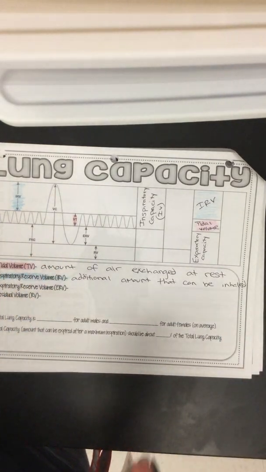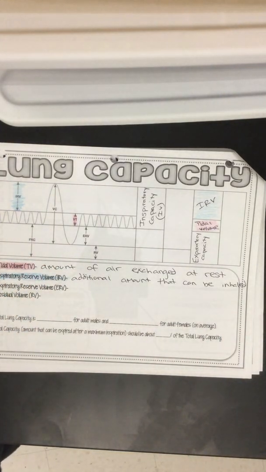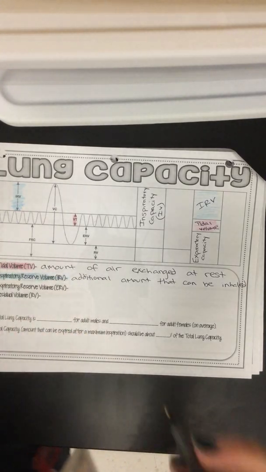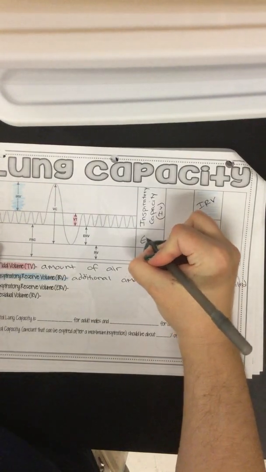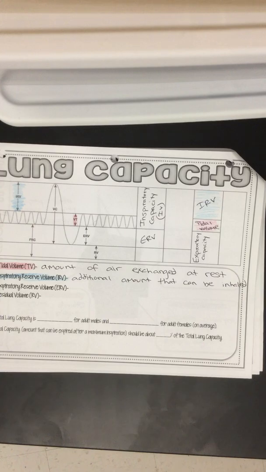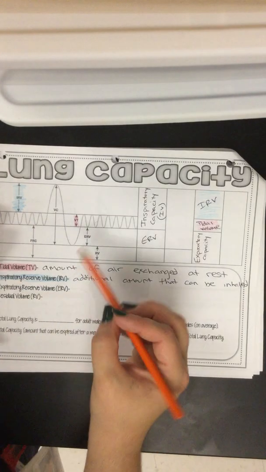If you just breathe in, as much breathing in as you could possibly breathe in. The other one, the expiratory reserve volume, is how much you could possibly breathe out. So beyond, if you really pushed all the air out of your lungs, what that would look like. I haven't used orange yet. Let's do that.